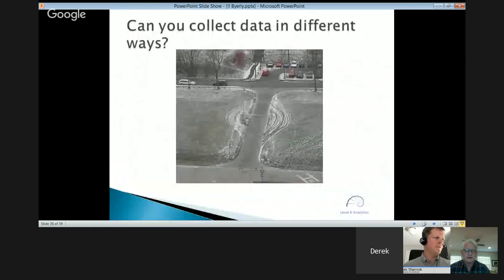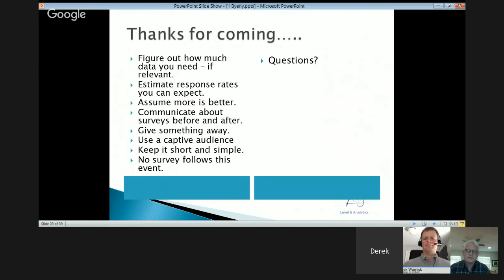Great. I just wanted to summarize things here. Figure out how much data you need, if it's relevant. Estimate the response rates you can expect. Always assume more is better. Always try to increase your response rates. Good things happen if you do. Communicate about surveys before and after. Give something away if possible. Use a captive audience. Keep it short and simple.